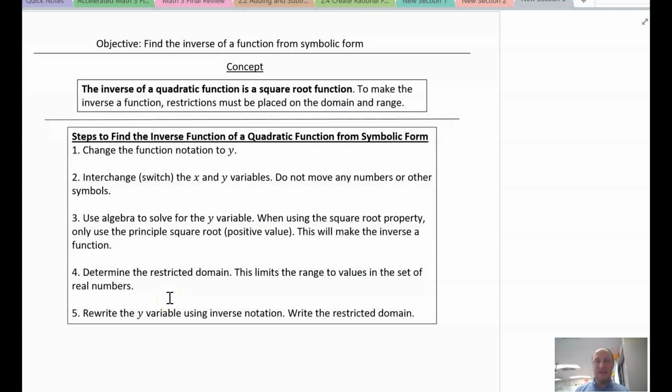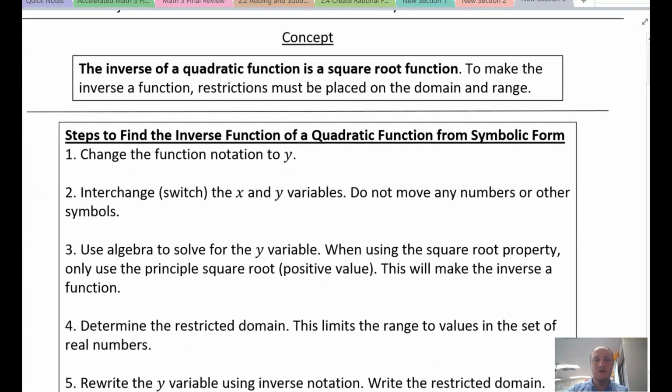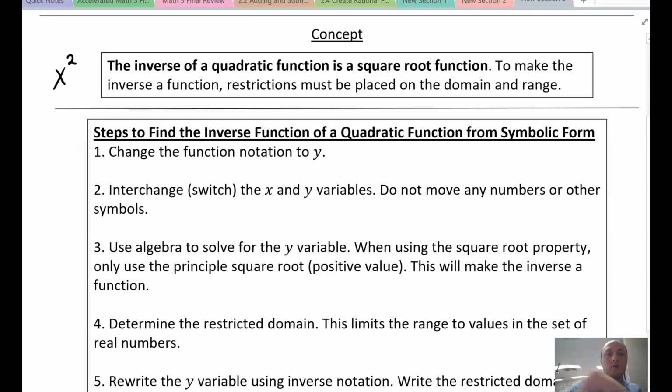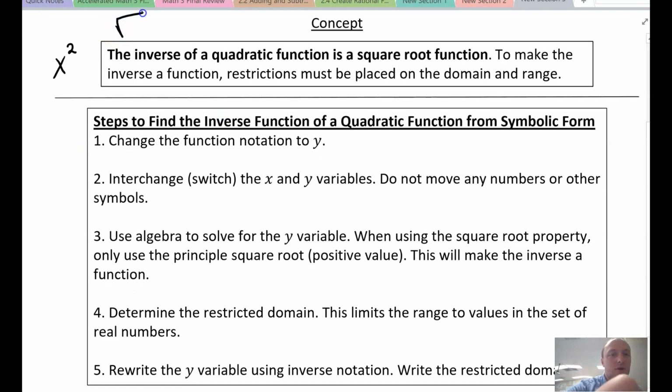Okay, so again, here are the steps, and before we get to the steps, I want to focus on what type of inverse function I have if I have a quadratic. What is the inverse going to be? I'll go ahead and draw. Here I have x squared, a quadratic function. Now, how do you undo a square raised to a power of 2? Well, you take the square root. So to undo it, you take the square root of whatever that value is. The inverse of a quadratic is a square root function.